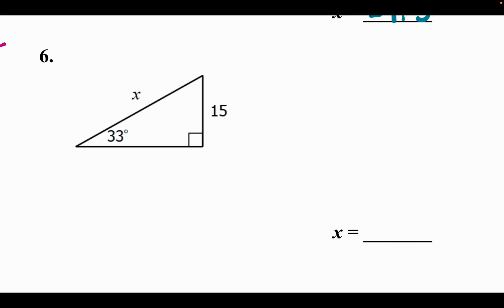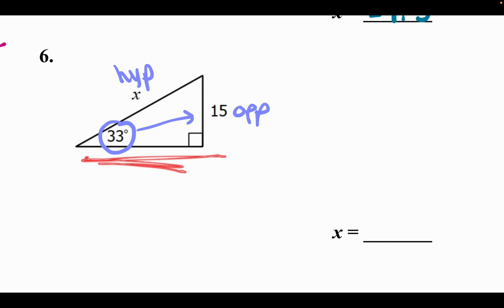And number 6, here's our reference angle. Across from your reference angle is your opposite. Across from your right angle is your hypotenuse. And then our last side is our adjacent side, but there's nothing on there, so you don't even need to label it if there's no measurement there. So opposite and hypotenuse, that is sine.